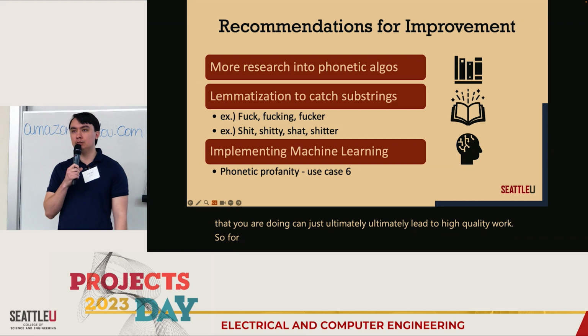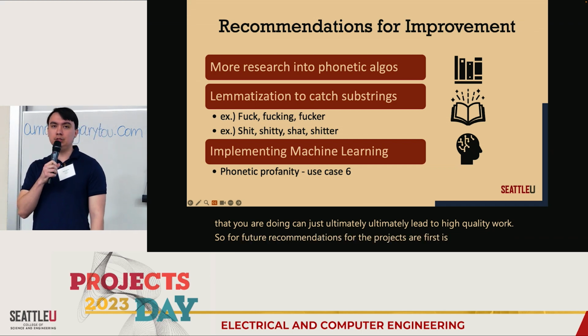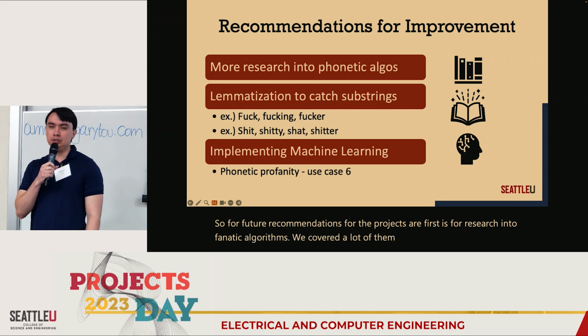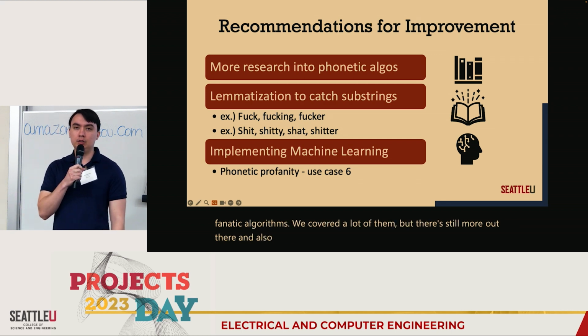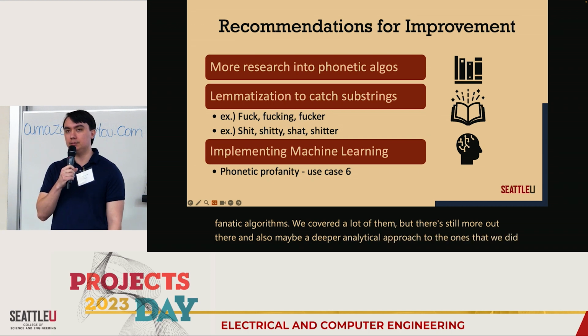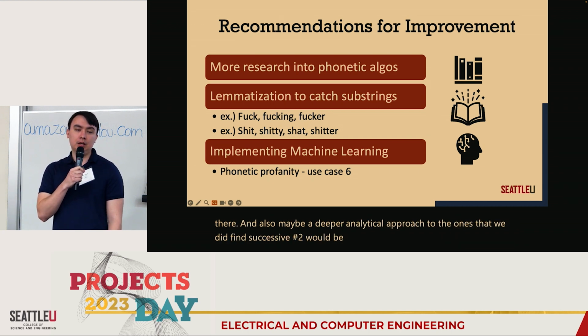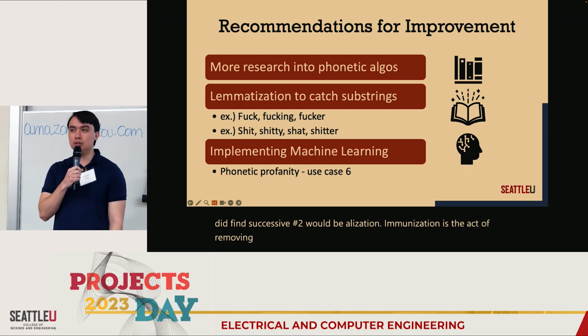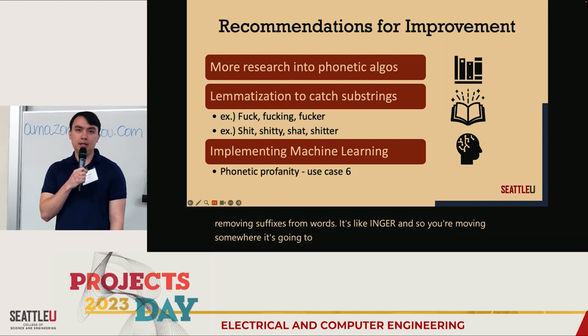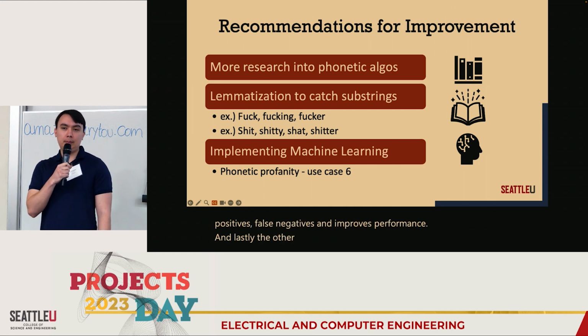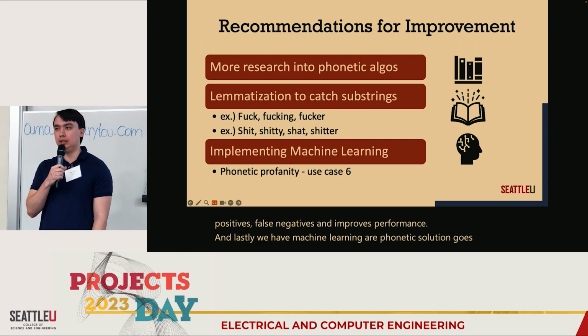For future recommendations for the project, our first is more research into phonetic algorithms. We covered a lot of them, but there's still more out there, and also maybe a deeper analytical approach to the ones that we did find success in. Number 2 would be lemmatization. Lemmatization is the act of removing suffixes from words, like ing, ed, er. When you remove these from words, it standardizes them and helps prevent false positives, false negatives, and improves performance. And lastly, we have machine learning. Our phonetic solution feels like we're trying to fit a square peg into a round hole, and it just doesn't really feel like the correct solution. So we think perhaps a more dynamic approach with machine learning would fit the problem better.